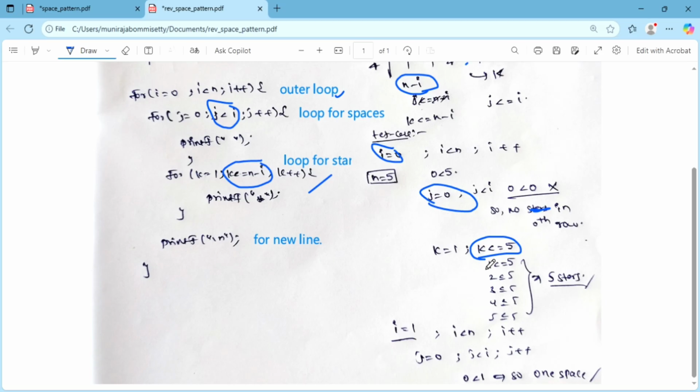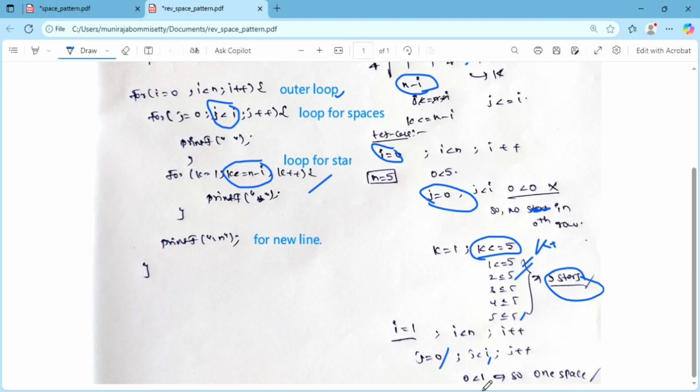Now it enters the last loop to print the stars where k equals 1, k less than or equal to n minus i. n is 5, 5 minus 0 is 5, right? So 1 is less than or equal to 5, condition true. Then k increments, k plus plus. As usual, 2 is less than or equal to 5, condition true. Up to 5 is less than or equal to 5, condition true. From here you get a total of 5 stars in the 0th row.